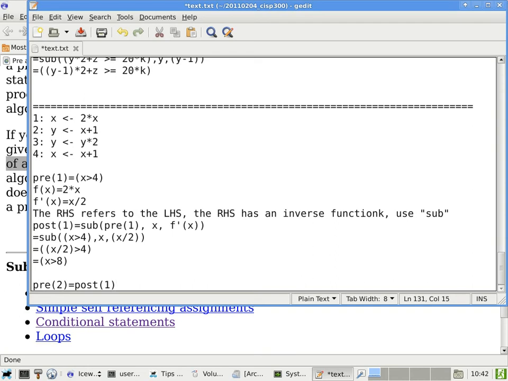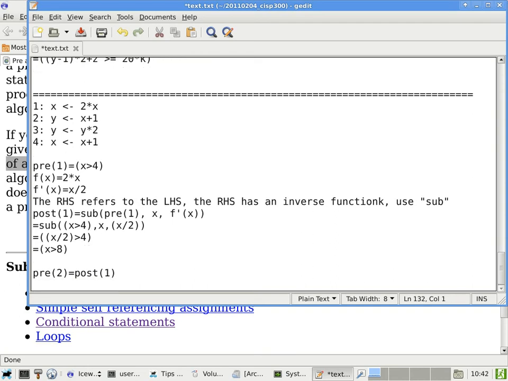So we take a look at line 2, and then we say, does the right hand side refer to the left hand side? No. Okay. We cannot use the sub rule. We have to use the other rule. So we have to say the right-hand side does not refer to the left-hand side, and as a result, we have to use the forget rule.